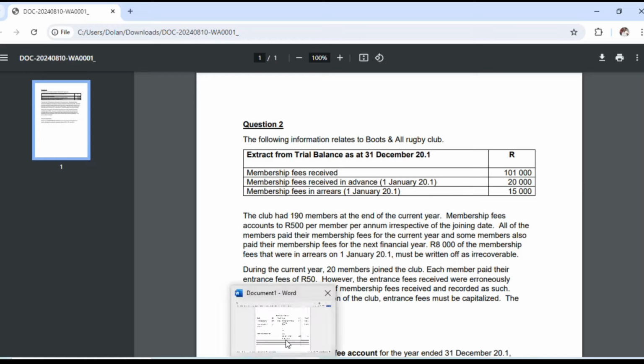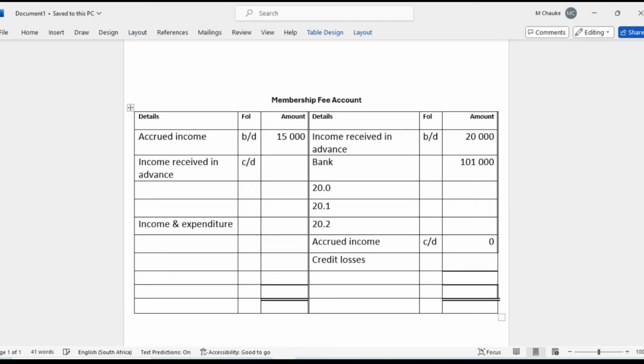So let's go and see what's happening. 8,000 must be written off. We are writing off 8,000 here. Remember that the members that were in arrears at the beginning of the year was 15,000. It means the difference has been paid. I'm just going to put it there. So the difference is going to be 15,000 minus 8,000. So 7,000 was paid from the accruals of the previous year, right?